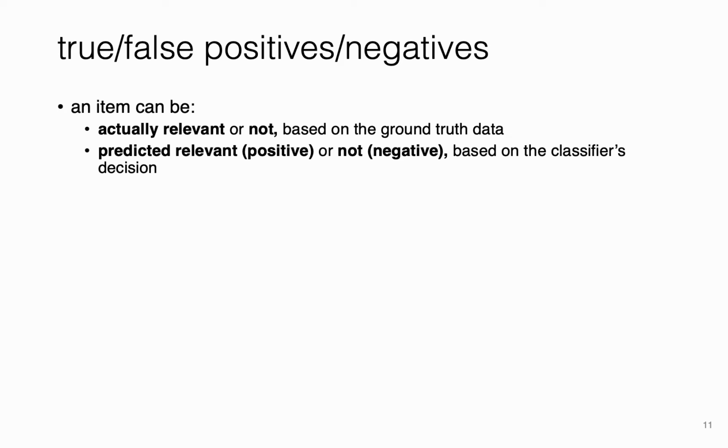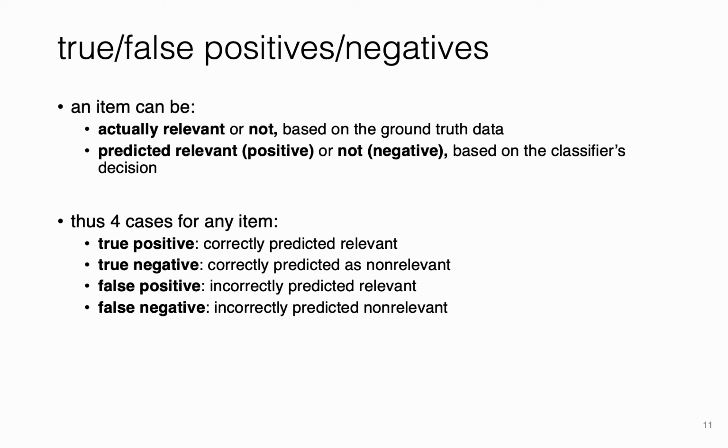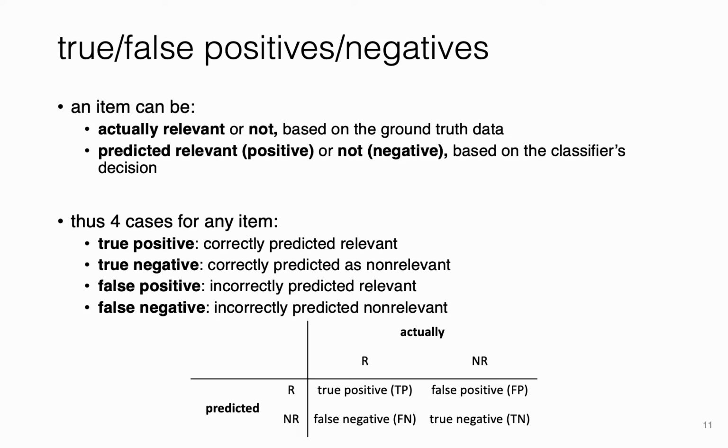We say that an item is actually relevant or not based on the observed feedback. We say that an item is predicted relevant or not based on the recommender system's outputs. Combining these two classes, we have 4 cases for the classification of an item based on its actual status. These 4 cases are shown in the table.